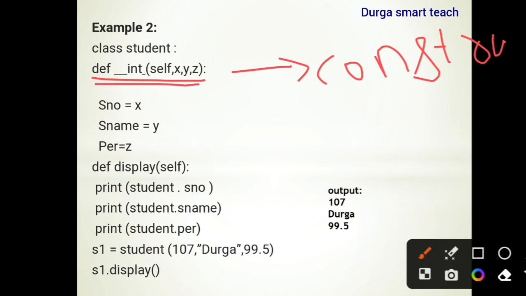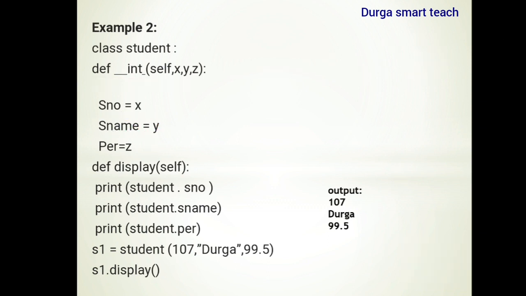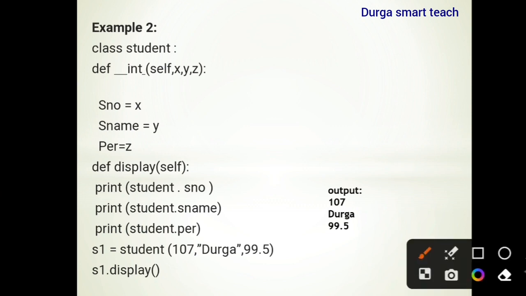The parameters are self, x, y, z. There are 4 parameters. Next, s number is equal to x. That means whatever is in x will be stored in s number, whatever is in y will be stored in s name, and whatever is in z will be stored in per. So first of all, the class contains 2 functions. When you call the functions, they will execute.